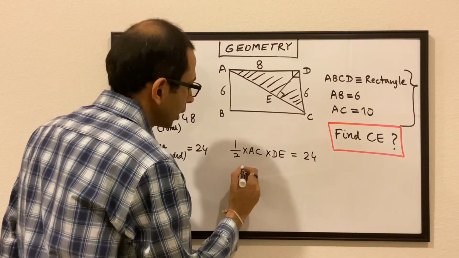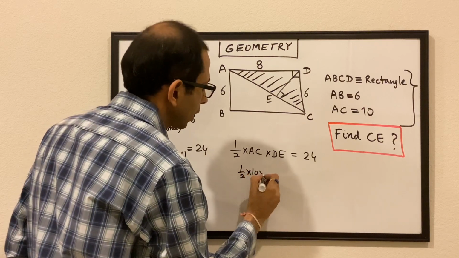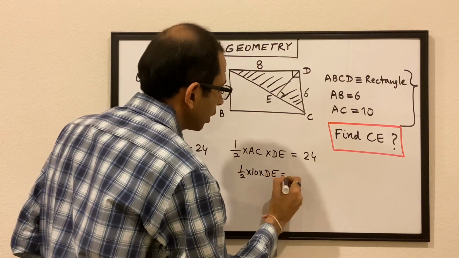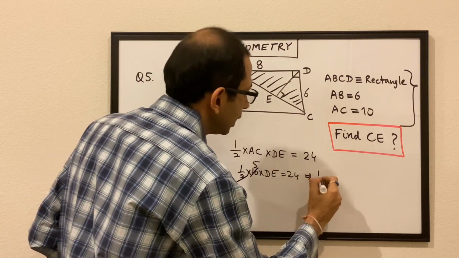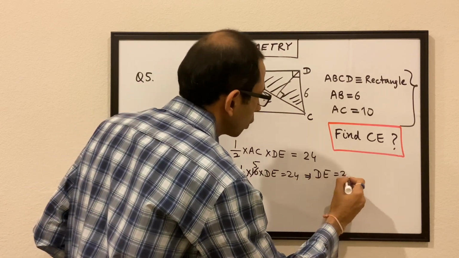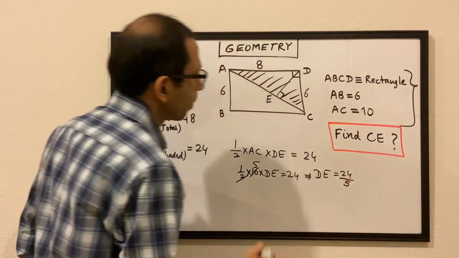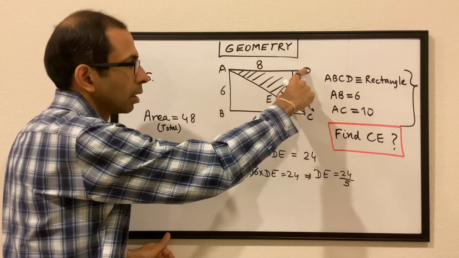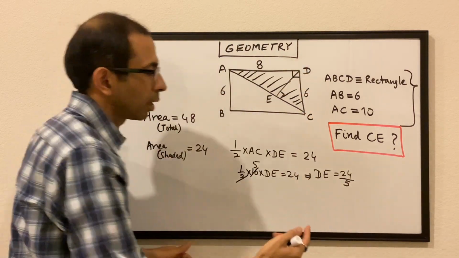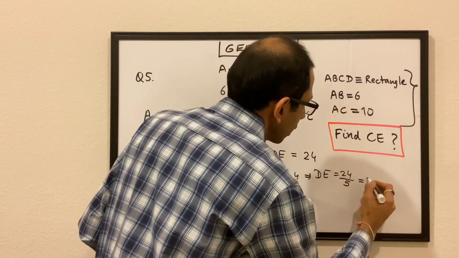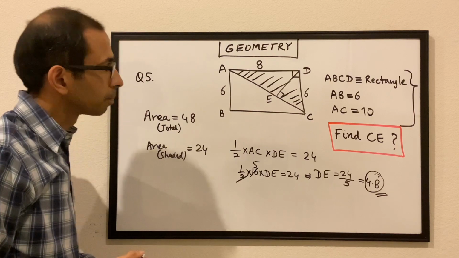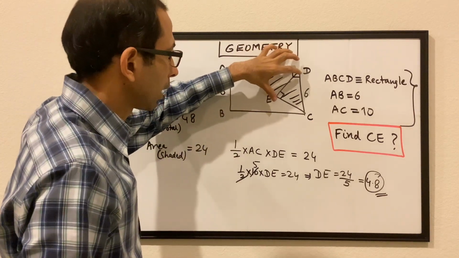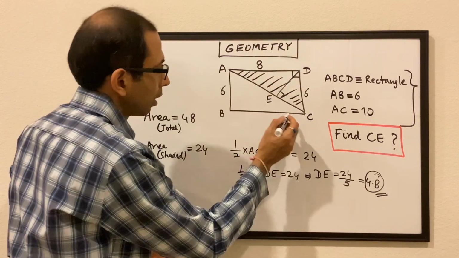AC is already 10. So half times 10 times DE is equal to 24, or DE is equal to 24 over 5, right? So the length of this segment DE is 24 over 5, or we can say 4.8 units, correct? So we've got the length of DE, right? And then obviously we have to find CE.